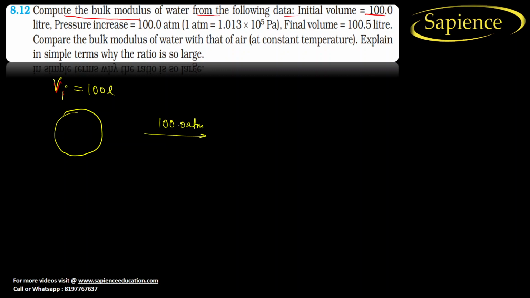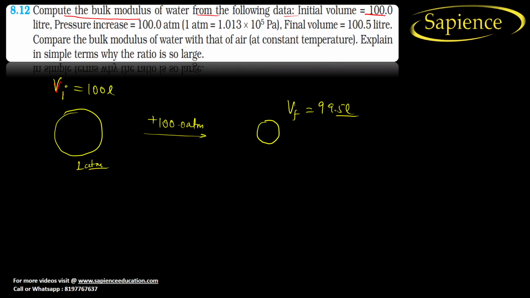100.0 atmospheric pressure, when extra pressure is added. So earlier at normal atmospheric pressure we have 100 liter. When we added 100 atmospheric pressure, the final volume will, I think, reduce. Why? Because when you compress, when you increase the pressure, it will reduce. So V final will not be 100.5, it will be 99.5 liter, right? 99.5 liter.